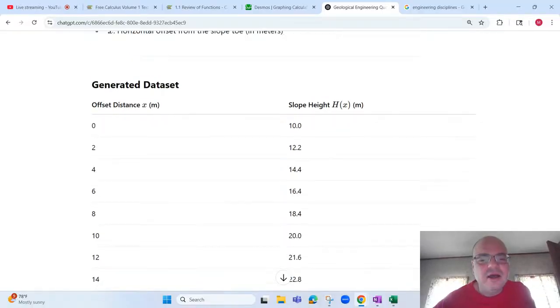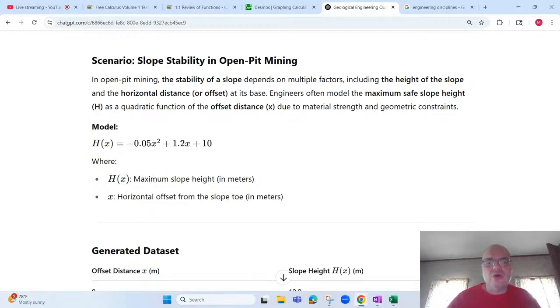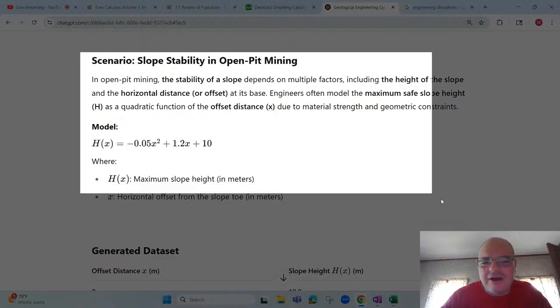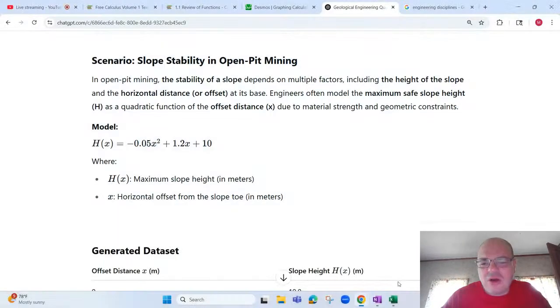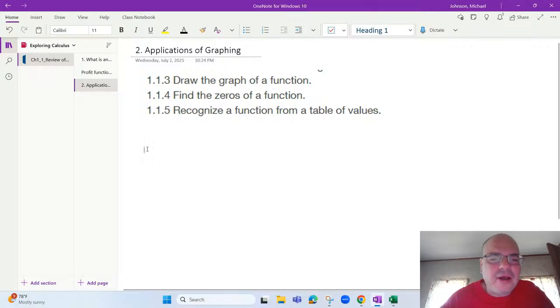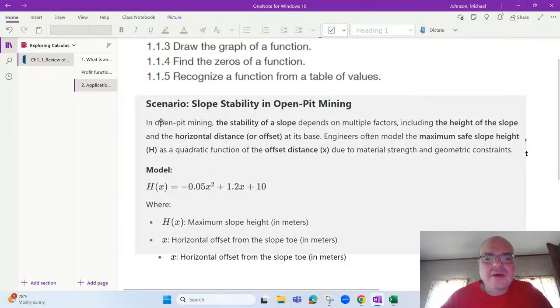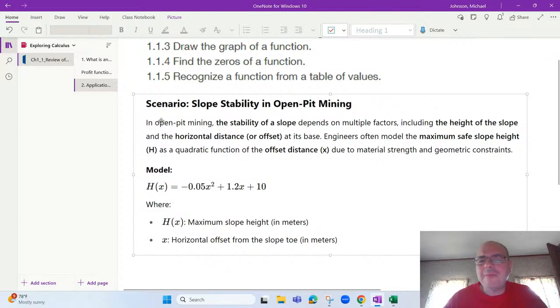data. This is great. This is exactly what I want to show you, and just show you that geological engineering is one of the fields I have zero expertise in, except I know a lot about calculus, and it could help us understand functional forms. So we're talking about open pit mining.